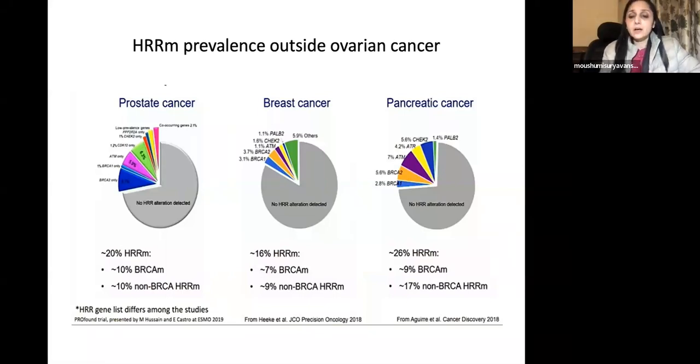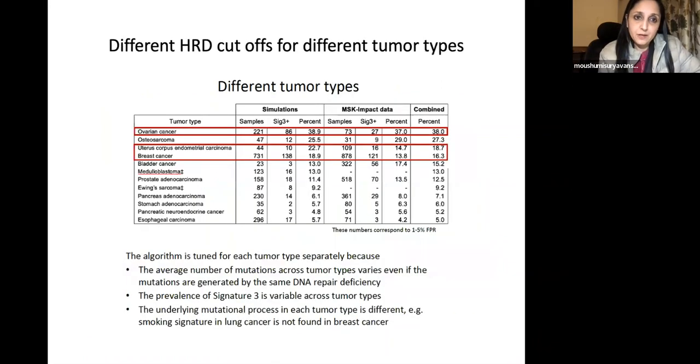So that's why presently we don't have enough data. So that's why only HRD score versus HRR genes is approved for just ovarian cancer. And very soon, as we have enough data, we will have the approval for triple negative breast cancer as well as pancreatic cancer. But that has to be kept in mind.